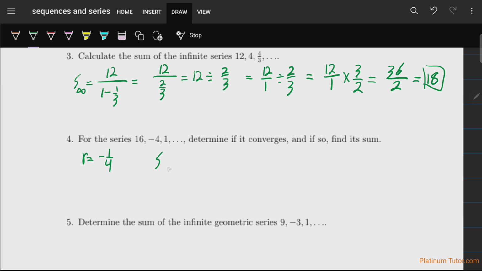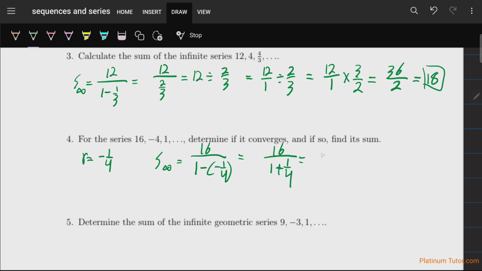And so S infinity is A, the first term, all over 1 minus -1/4. Okay, and so this will be 16 all over 1 minus -1/4, which is the same as 1 plus 1/4.